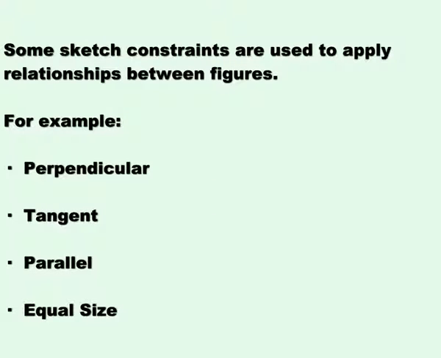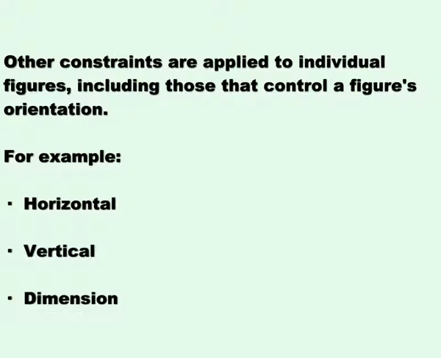Some sketch constraints are used to apply relationships between figures, for example, perpendicular, tangent, parallel, and equal size. Other constraints are applied to individual figures, including those that control a figure's orientation, for example, horizontal or vertical, and dimension. Since this is an overview, not all of the sketch constraints will be shown.